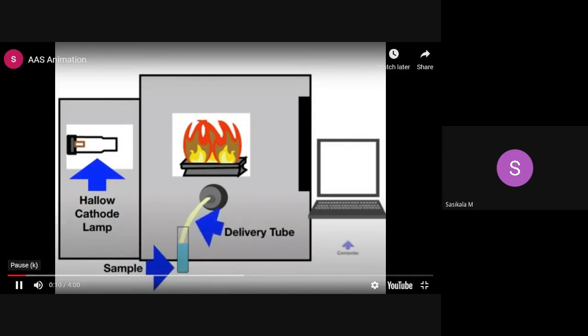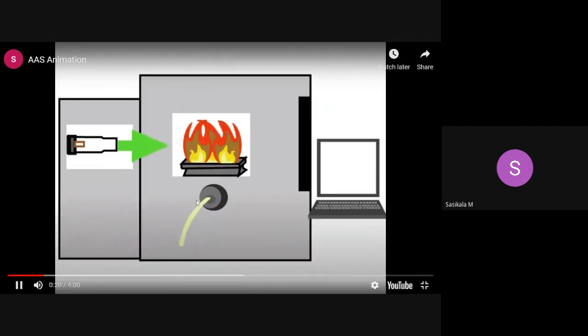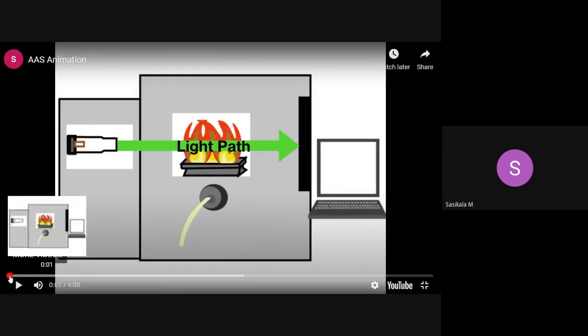This is about instrumentation, atomic absorption spectroscopy instrumentation. The hollow cathode lamp. It is not halo, it is hollow cathode lamp. Then the sample. The radiation light path is formed. Let's see from the beginning once again.